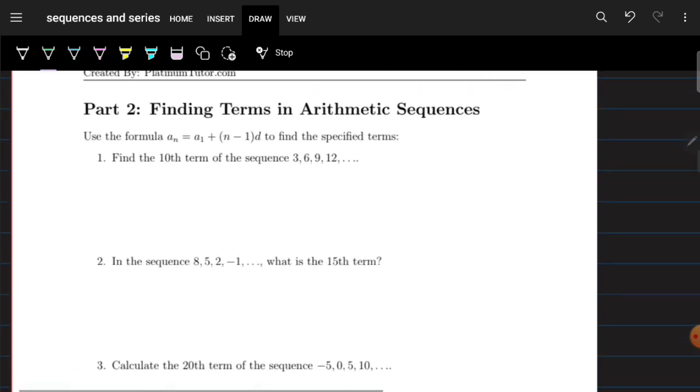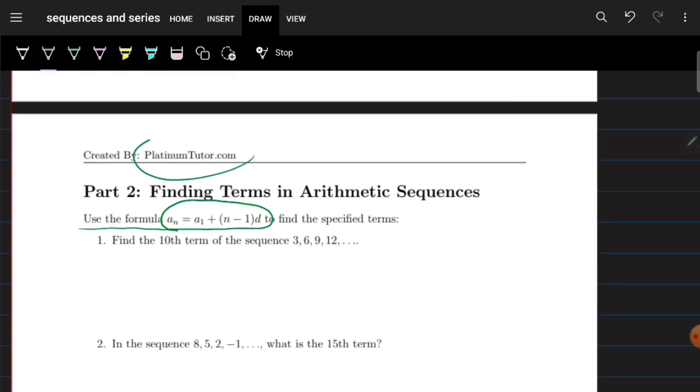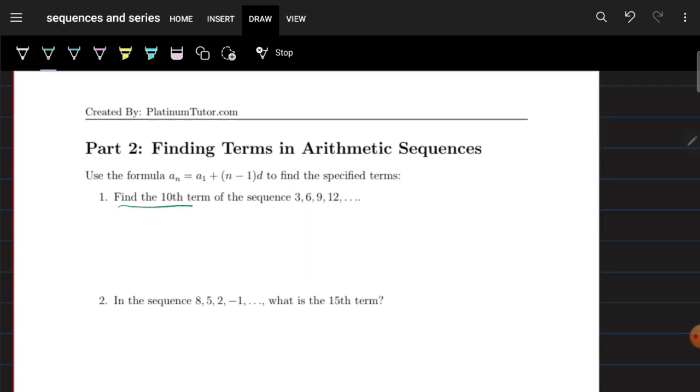All right, let's go on to problem 2. It says use this formula. This is also on the formula sheet that you can find on our website under the arithmetic and geometric sequences and series section. So using this formula to find the specified terms. Find the 10th term of this sequence. We already talked about how to use this formula and why this formula works. So for this, we're just going to plug in the numbers and figure out the 10th term.